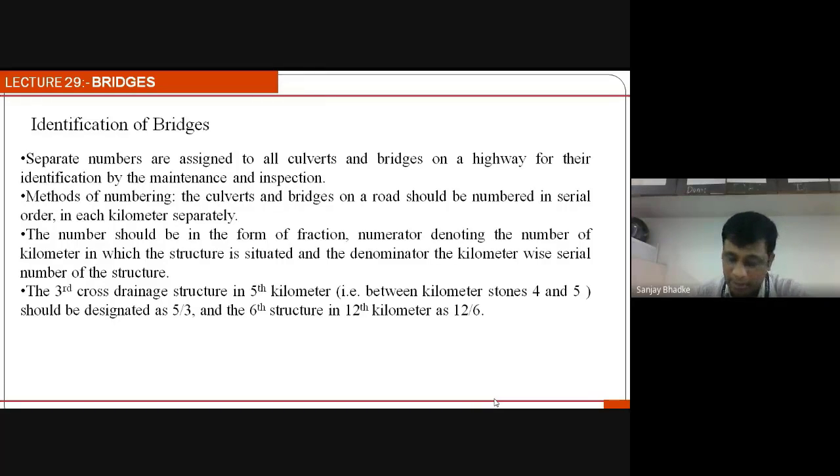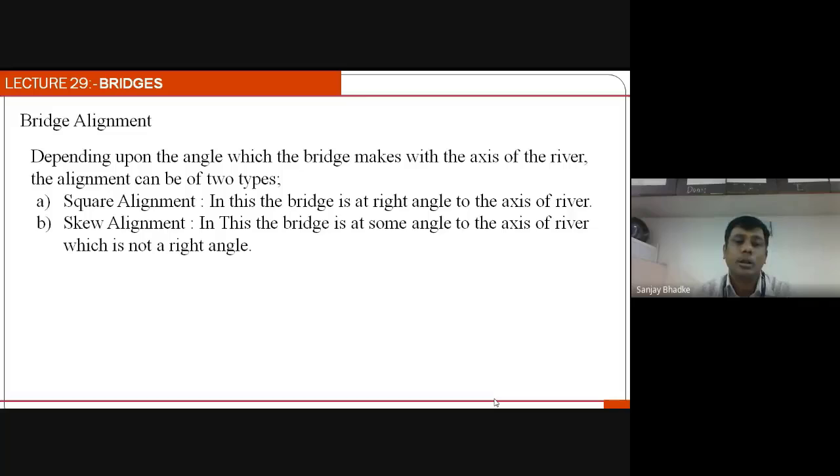There are various methods through which a bridge can be identified. You can provide separate numbers to the bridges, via the method of numbering. This number should be in the form of a fraction, the numerator denoting the number of the kilometer in which the structure is situated, and the denominator. Also, on the basis of length in kilometers, we can classify the bridge. On alignment, we already discussed that if there is a straight alignment of the bridge, we can avoid various types of skidding and slipping actions.